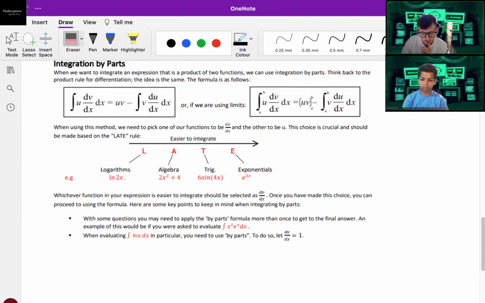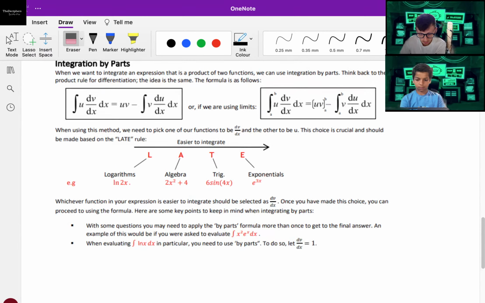So when we're using this method, we need to pick one of the functions to be dv dx and the other to be u. The choice is crucial and should be made based on this rule here. You might have seen this before, it's called the LATE rule. So depending on which things are easier to integrate, starting with the LATE rule, so logarithms, algebra, trig, then exponentials. So whichever function in your expression is easier to integrate, it should be selected as dv dx.